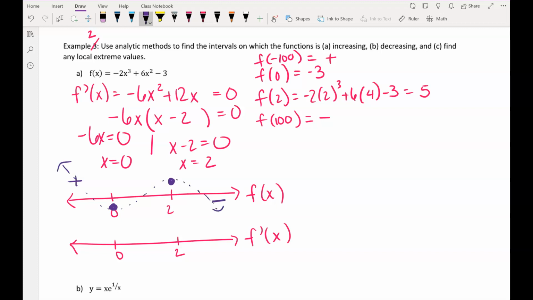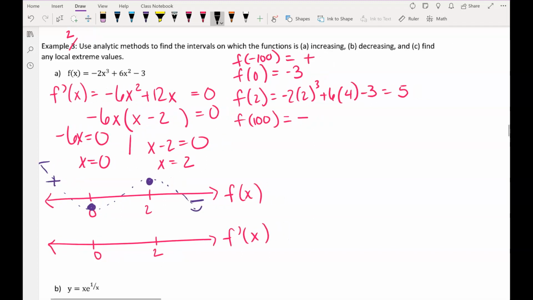From this sketch, you can see the increase and decrease, but let's check to see if it matches our theory of f prime. So, all right, ready? F prime of negative 100, f prime of 0, f prime of 2, f prime of the right-hand behavior.